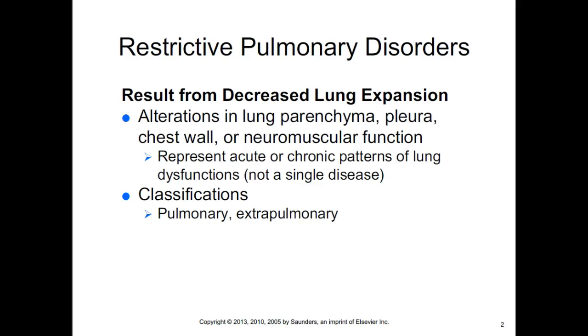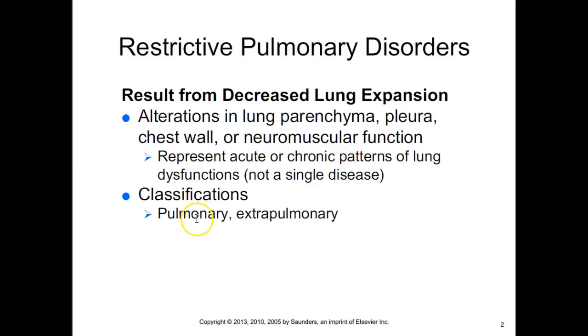All right, so remember, restrictive pulmonary disorders result from some sort of decreased lung expansion. So alterations in the lung parenchyma, which is like the tissue of the actual lung, in the pleura, which is the membranes around the lung, right? The chest wall or some other neuromuscular function that decreases the ability for the lungs to expand, right? So it could be acute or chronic type of lung dysfunction.